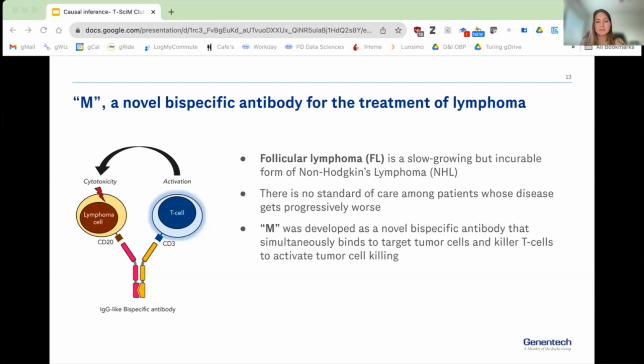And M was a medicine developed. It's a novel bispecific antibody that I have illustrated on the left. It's really neat. It actually simultaneously binds to the tumor cells and to your body's killer T cells to bring them very close together and activate tumor cell killing. So it's a really nice mechanism.